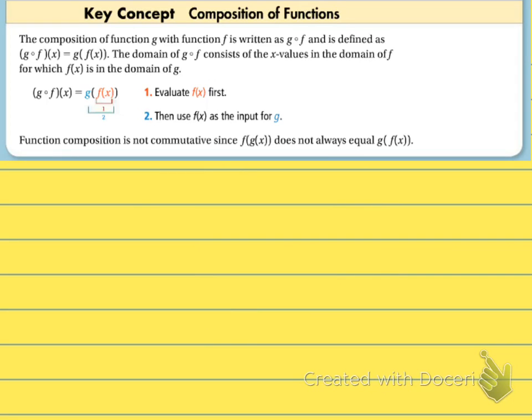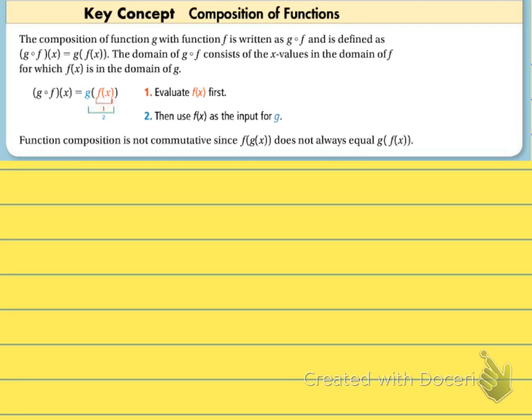Okay, so before we actually do any compositions ourselves, let's figure out, what in the world are we talking about when we say composition of functions? So here is the key concept. This is the understanding or the rule to find the composition of functions. The composition of function g with function f is written as g with an open dot circle f, and that's read as g of f. And you would see it written as, in parentheses, g of f of x.